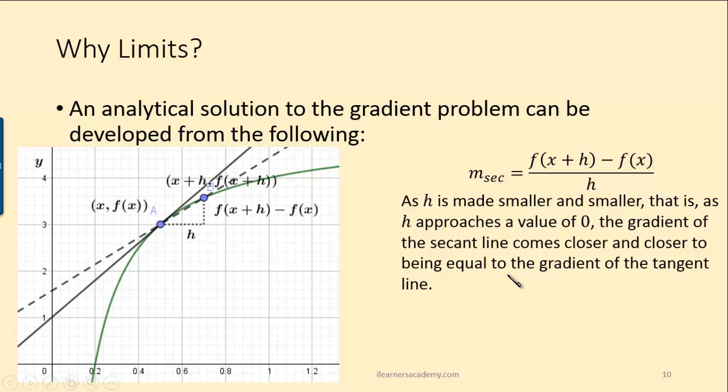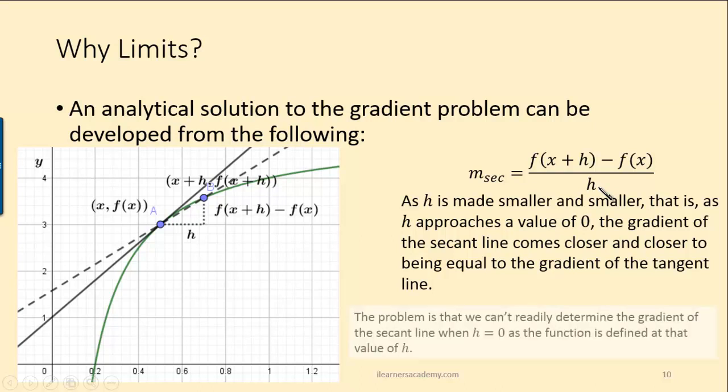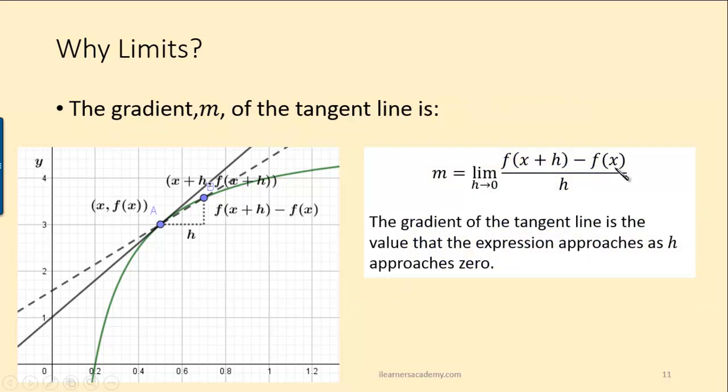What we need now is some notation, some way of saying this. We don't want to always have to write out an entire paragraph saying that we want whatever this approaches as h approaches 0. So the way we say this is with this expression. The gradient of this tangent line is the gradient of the secant line as h approaches 0. More formally, the gradient of this tangent line is the limit of this expression as h approaches 0. And this expression, of course, is the gradient of this secant line.